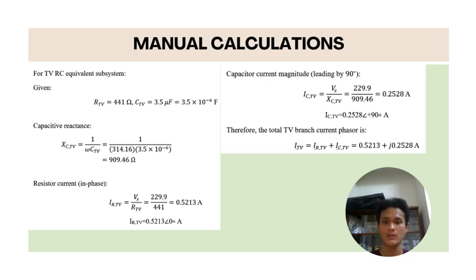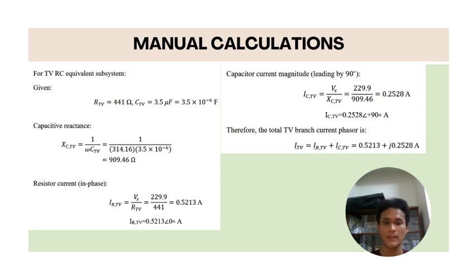Given the resistance to be 441 ohm and the capacitance in parallel to be 3.5 microfarad, the capacitive reactance can be calculated using the formula 1 over omega C_TV, where omega equals 2 pi f, which is 314.16. This gives 1 over 314.16 times 3.5 times 10 to the power of negative 6, which is 909.46 ohm. Next, we calculate the resistor current in phase, which is Vs divided by R_TV, and we have 0.5213 ampere. This aligns with our simulation results.